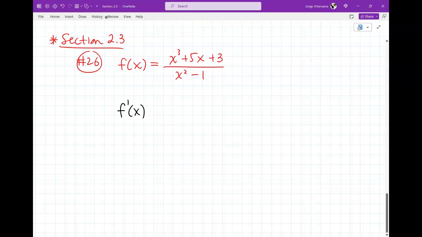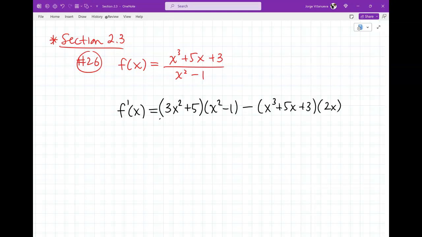So f prime of x is the derivative of x cubed plus 5x plus 3. So the derivative of x cubed is 3x squared, and the derivative of 5x is 5. The derivative of 3 is 0. So there's the derivative of the top times the bottom, x squared minus 1, minus the top, just leave that alone, x cubed plus 5x plus 3, times the derivative of the bottom, which would be 2x. Divide that by the bottom squared, that's x squared minus 1 squared.